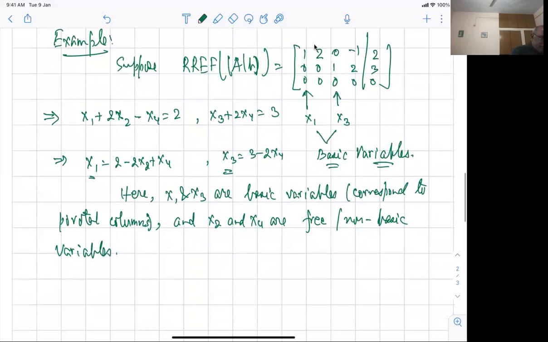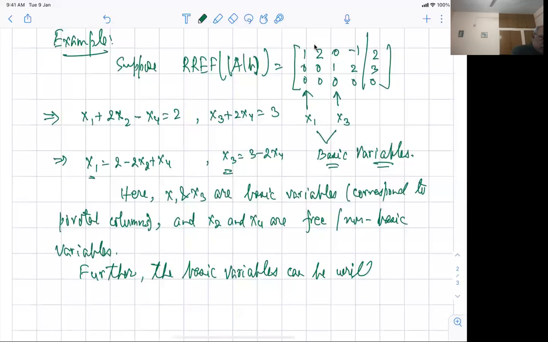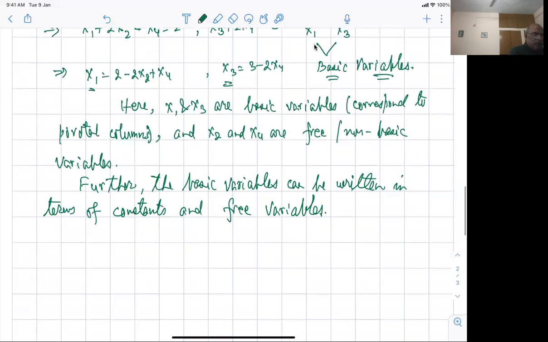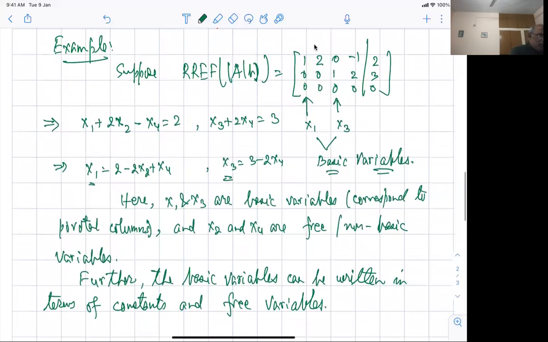All right. Further, the basic variables can be written in terms of constants and free variables. So this is very, very important that you can always do it. And not only do it, this is important to observe here, that this is a free variable, sorry, this is a basic variable.